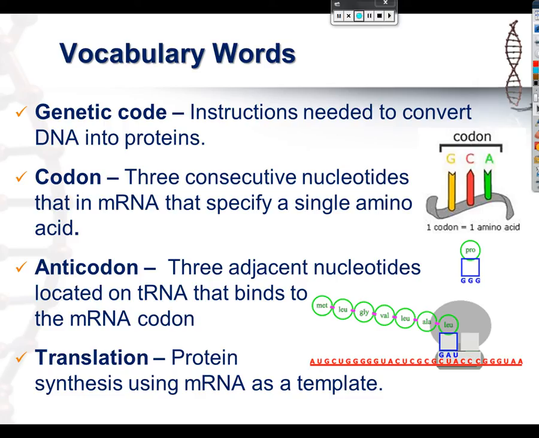And translation is the whole process of protein synthesis, where we use mRNA and attach tRNA to make the chain, which eventually is going to be brought together to make proteins. That is our translation portion of protein synthesis.